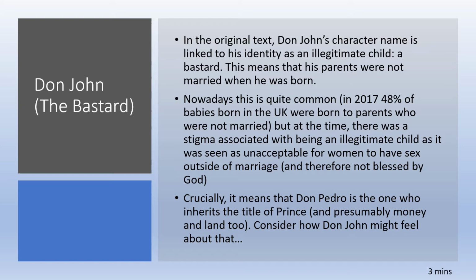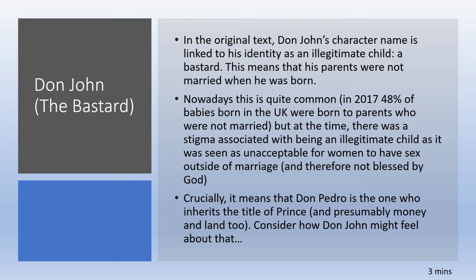But at the time, there was a stigma attached to being an illegitimate child, as it was seen as unacceptable for women to have sex outside of marriage, and therefore not blessed by God. Crucially, though, for those times, it means that Don Pedro is the one who inherits the title of prince, and presumably all the money and land too. Consider how Don John might feel about that.